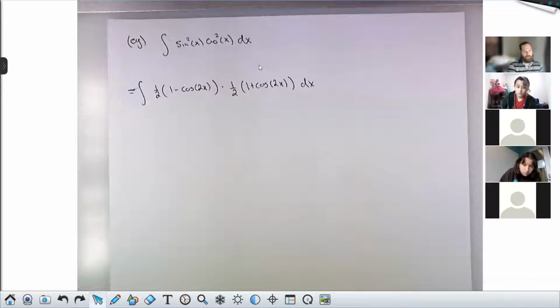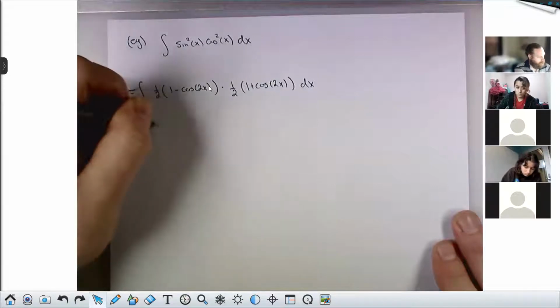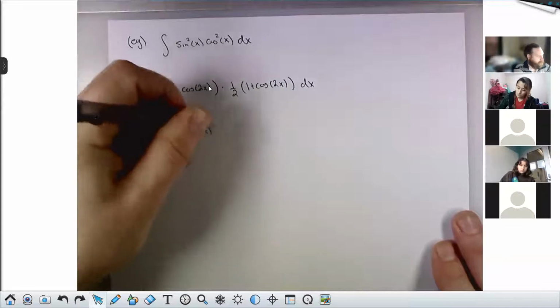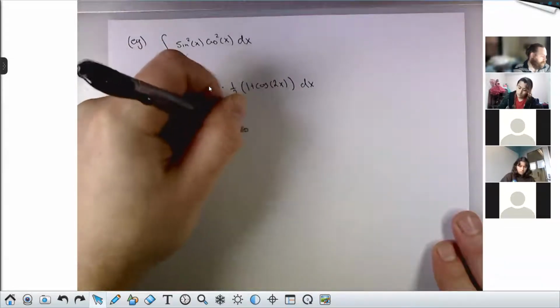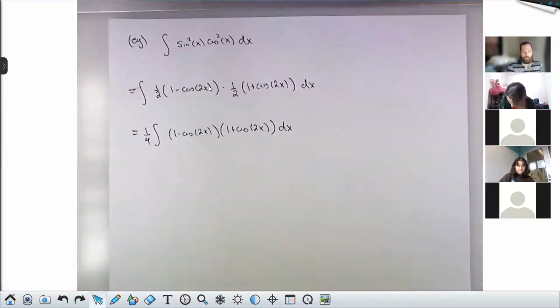I replaced both sine squared and cos squared by their half angle equivalents. Now I've got a 1/2 times 1/2 that can come out front as a 1/4. And then inside I have 1 minus cos 2x times 1 plus cos 2x. And the only thing I could hope to do here is FOIL this out. Right? I cannot integrate each of these separately because they're being multiplied. We talked about that when we talked about integration by parts. Can't split up integrals over multiplication, so you have to distribute everything out.